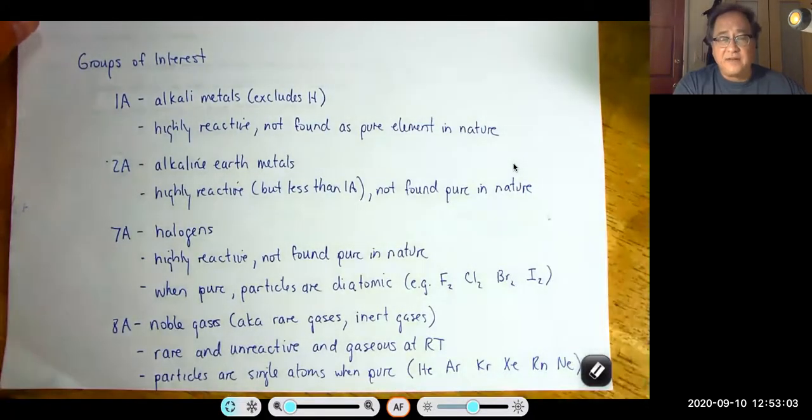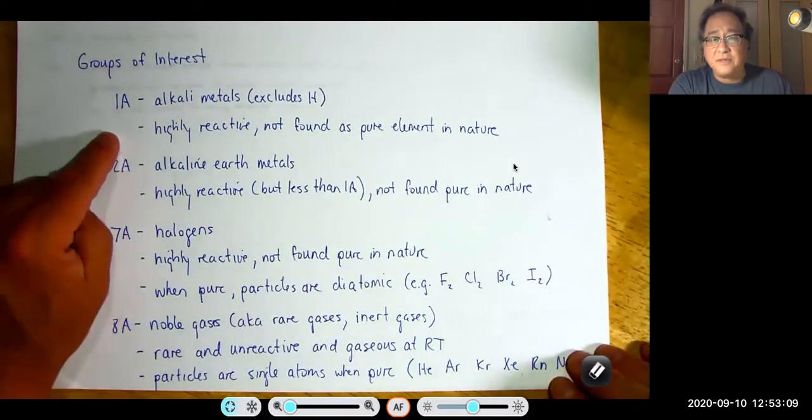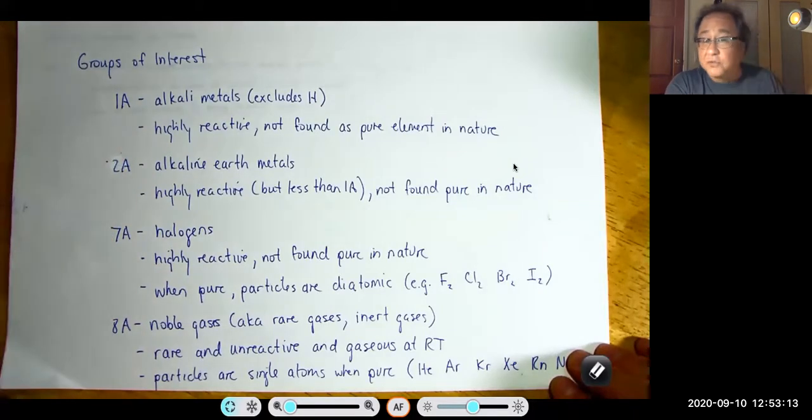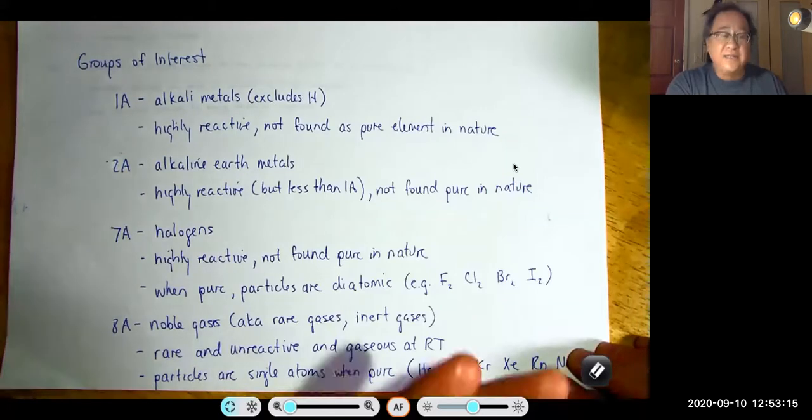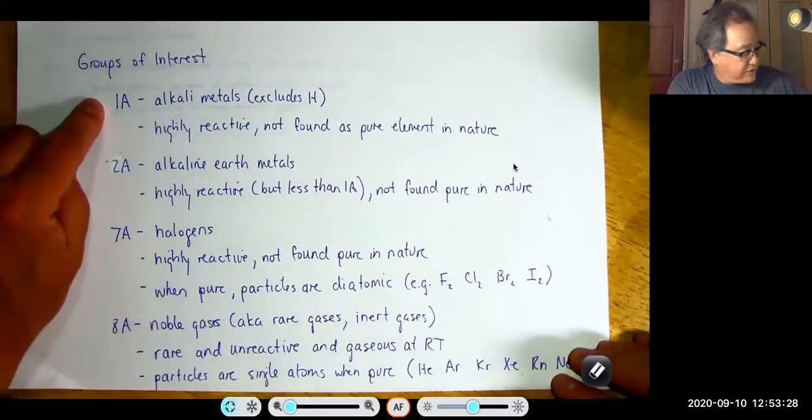That's how reactive they are. Once they react, they become stable, and then you can find them. So you can't find pure sodium in nature, and that's an alkali metal. You can find sodium chloride, it's reacted, and sodium chloride is a stable substance, but it's not pure sodium. It's sodium combined chemically with chlorine. Okay, so they're called the alkali metals.